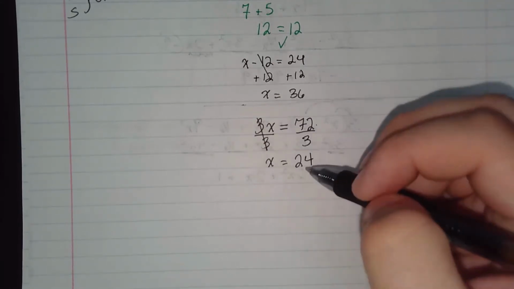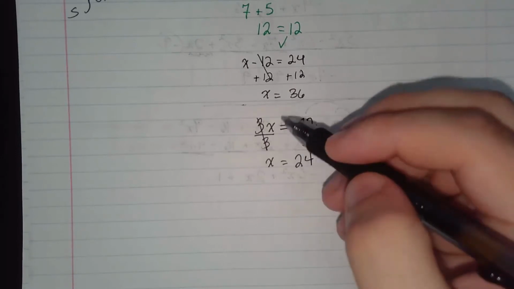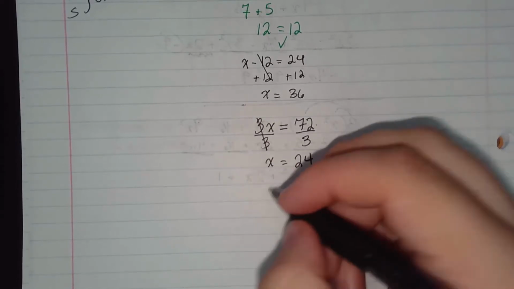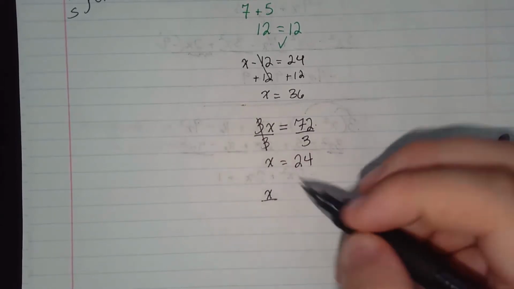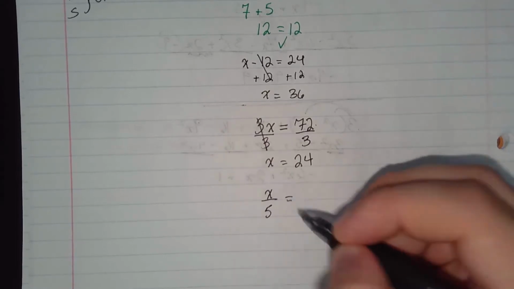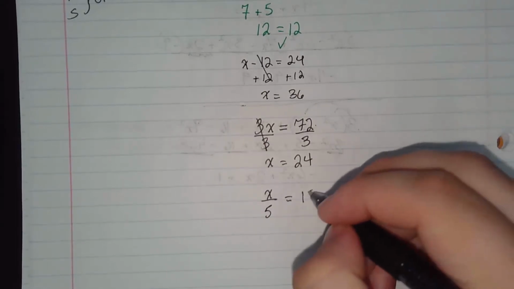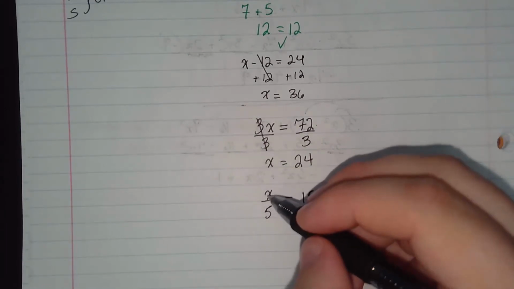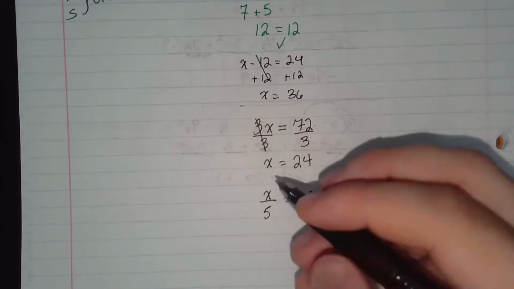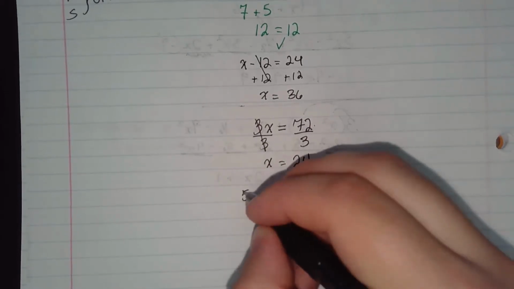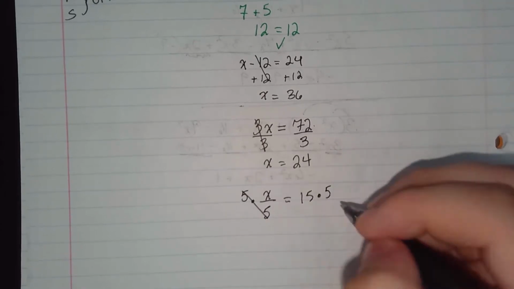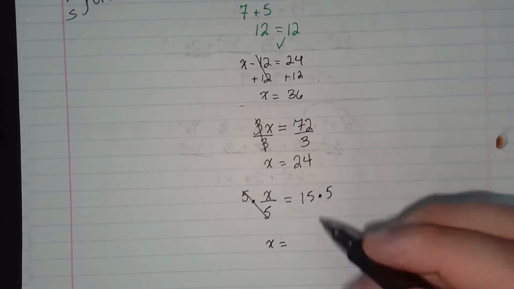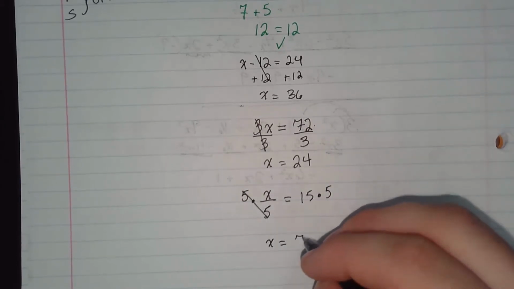And again, you could check by replacing your x with a 24, multiplying 3 by 24, it would get you 72. And the last thing we're going to do is x over 5 is equal to 15. So our multiplicative inverse of 1 over 5, because this is technically 1/5 x, is multiply by 5. Those would cancel out. We'd be left with x on the left, and then on the right, 5 times 10 is 50, 5 times 5 is 25, 50 plus 25 is 75.